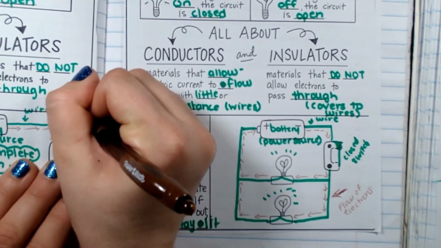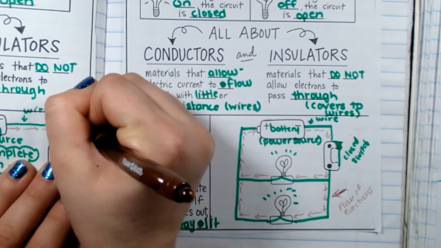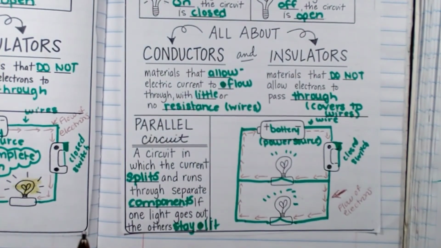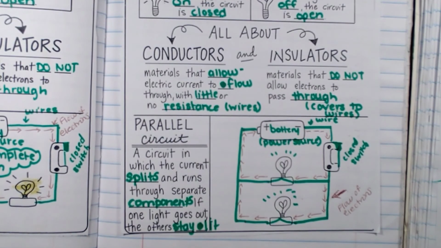Flow of electrons. So the difference is that a series circuit has only one pathway, and if one thing goes out, then they all go out. In a parallel circuit, if one goes out, then the others could stay on. If the switch is closed, the light is on. If it's open, the light is off.